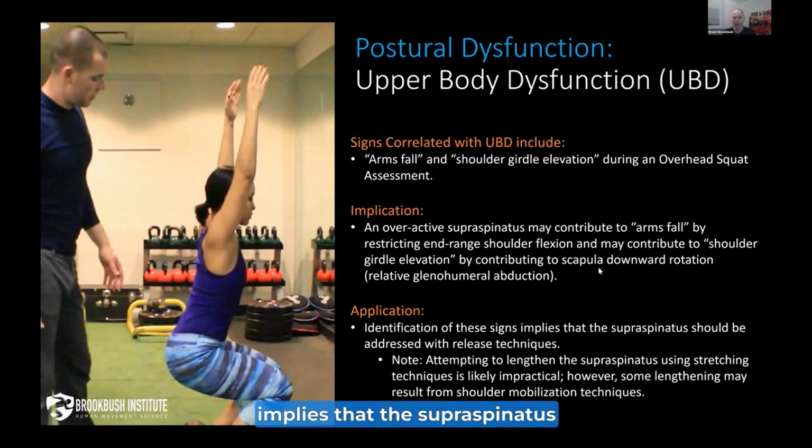Application. Identification of these signs implies that the supraspinatus should be addressed with release techniques. So we use release techniques, things like ischemic compression, trigger point release, to help decrease activity. Now, I made a special note here. A lot of you probably learned that short and overactive means you release and stretch, and that's right. But practically speaking, there's no real good way to lengthen the supraspinatus. You can't pull your humerus through your torso.